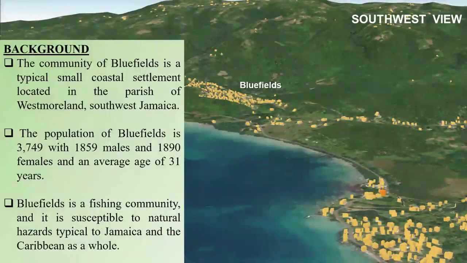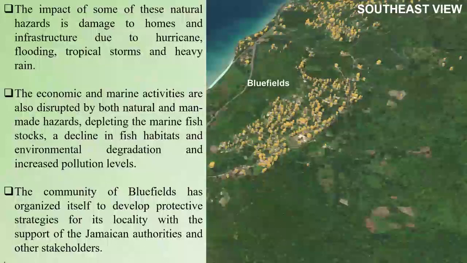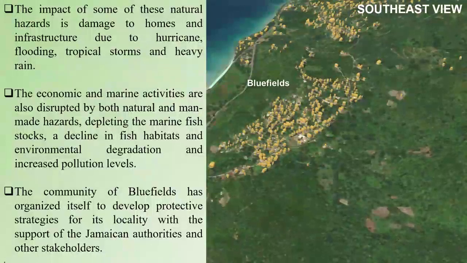The Bluefields community is a fishing community, and it is susceptible to natural hazards typical to Jamaica and the Caribbean. The impact of some of these natural hazards is damage to homes and infrastructure due to hurricanes, flooding, tropical storms, and heavy rains. The economic marine activities are also disrupted by both natural and man-made hazards, depleting the marine fish stocks, declining fish habitats, environmental degradation, and increased pollution levels.